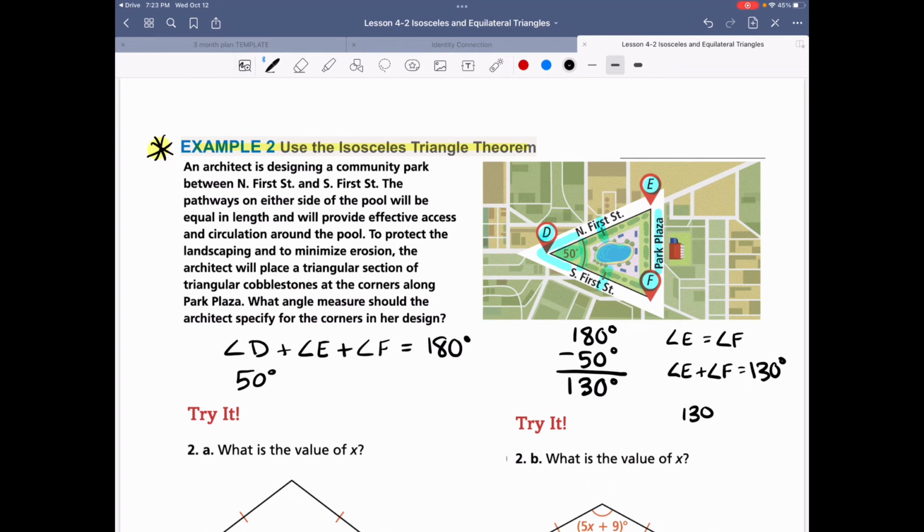So 130 divided by 2 is equal to 65. Right, so 65 plus 65 gives us 130. Yes, so angle E is equal to 65 degrees, and so is angle F. So that is our final answer for the swimming pool problem. The cobblestones are going to measure 65 degrees in those two corners.